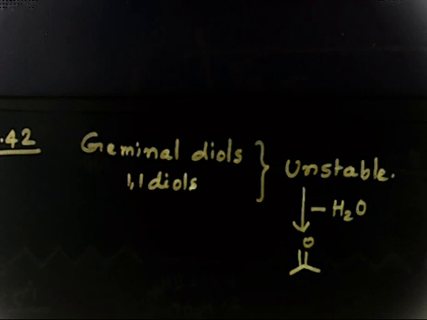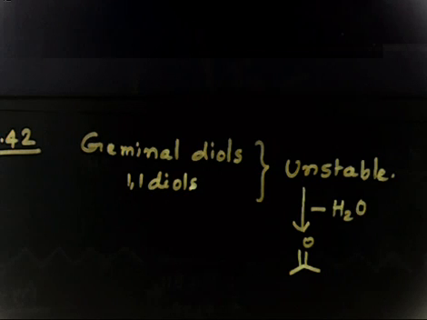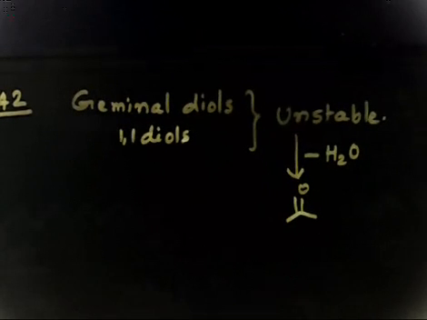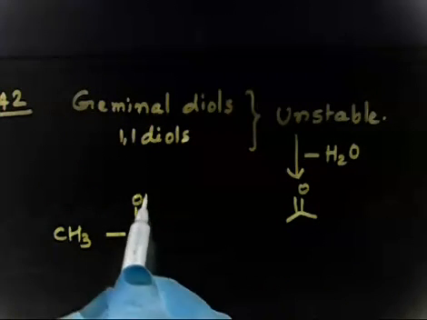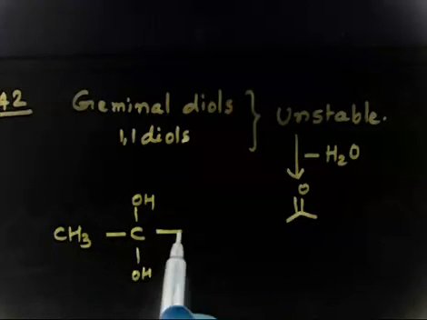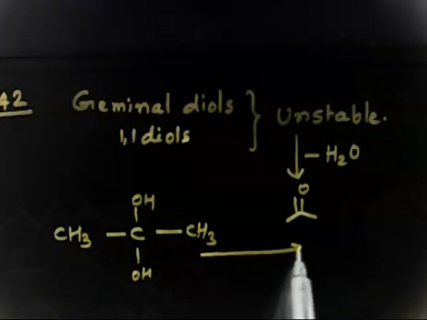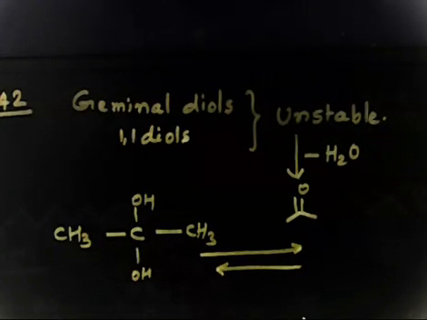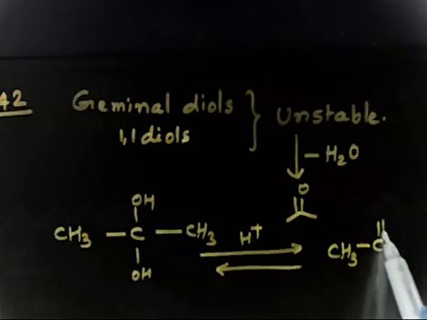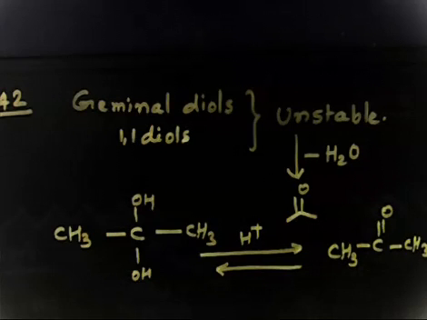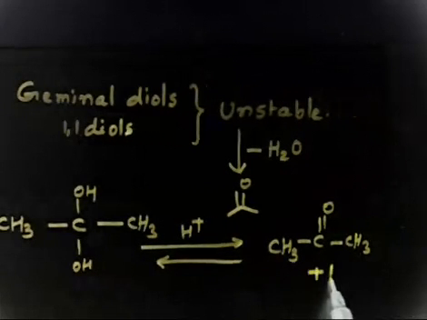Propose a mechanism for the acid-catalyzed loss of water from propane-2,2-diol to acetone. So basically you have to give me the mechanism for this reaction. We have CH3, C(OH)2, CH3. This is a reversible reaction. If I add H plus, it loses one molecule of water and forms acetone, CH3COCH3.